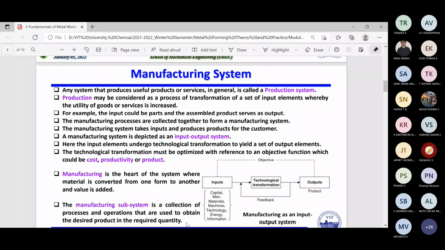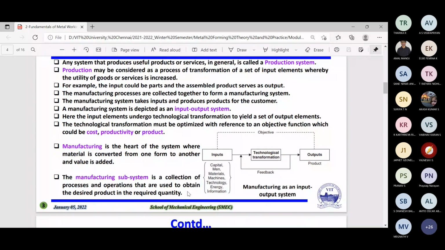Apart from this manufacturing, or the heading, for example, you are talking only about technological transformation. Below the technological transformation, there are subsystems. Based on that subsystem also, we have to go in a streamlined way, or in a proper way, right? Is it clear? Yes, sir.